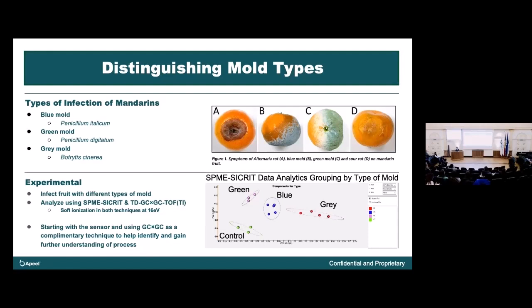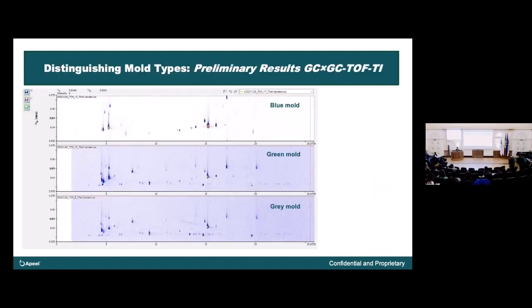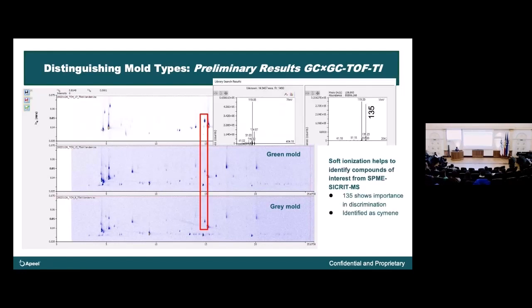And here's where we really started with the sensor. Now we're using our GC-GC with tandem ionization to go back and figure out what some of these masses are. When we look, we can pick out some different spots here. We have a really strong signal at 135 at our 16 electron volts. This is one of the really important compounds that we saw from the PCA in the secret. So this is really helping us figure out what we actually just saw with the electronic nose.